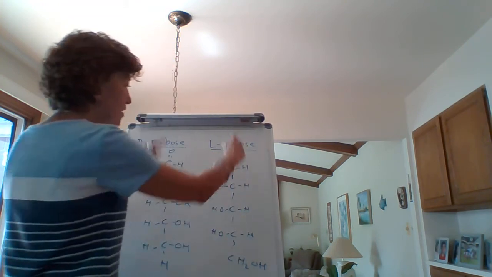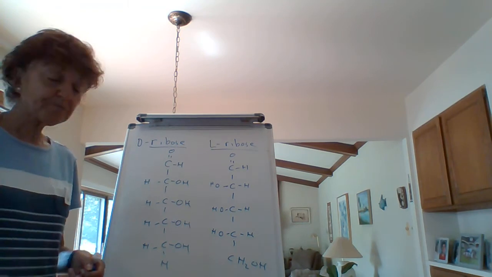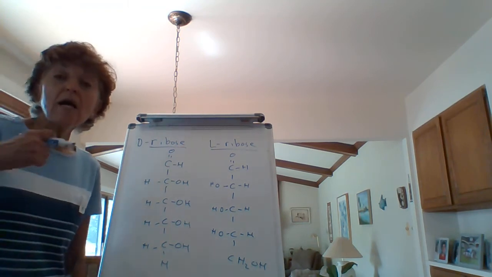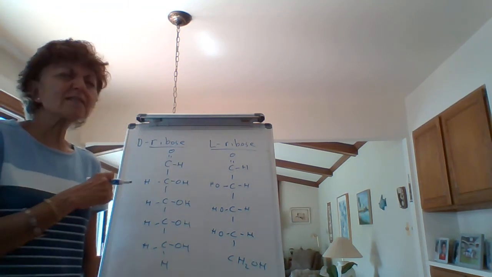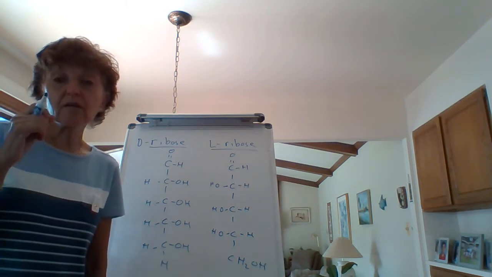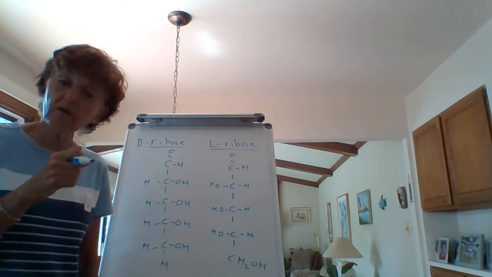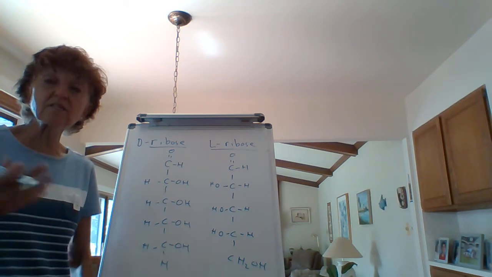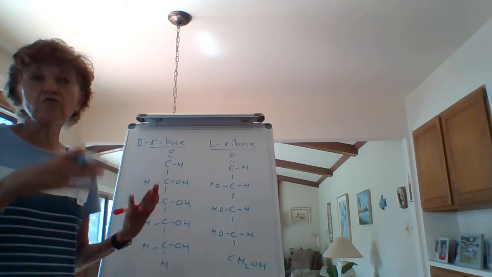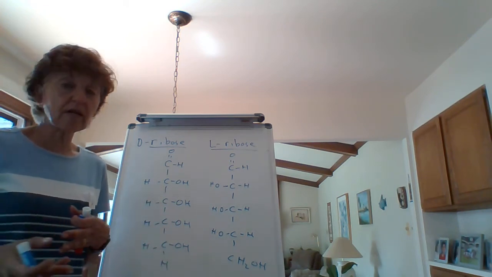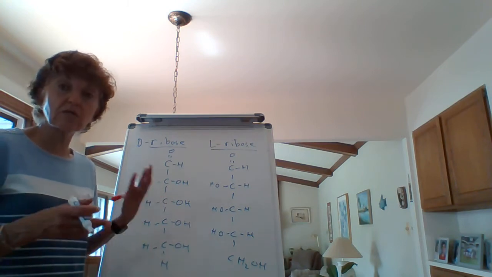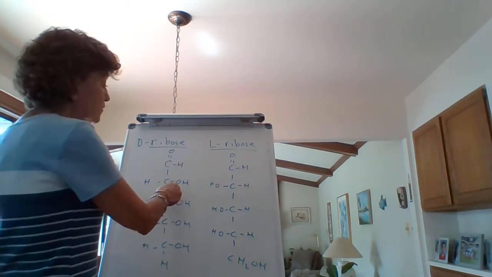And these guys are enantiomers. All right? Now, deoxyribose looks exactly like ribose, except carbon number 2 doesn't have an oxygen in it. So that's the big difference between the sugar in DNA and the sugar in RNA: the sugar in DNA, which is deoxyribose, has no oxygen here.